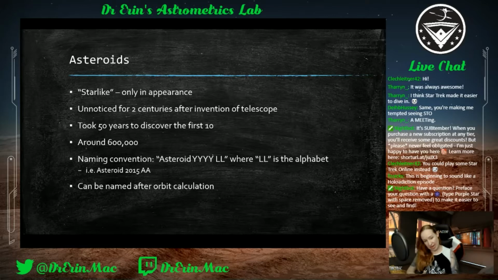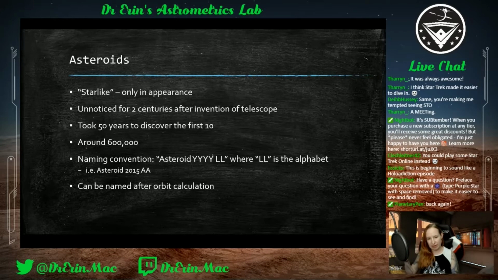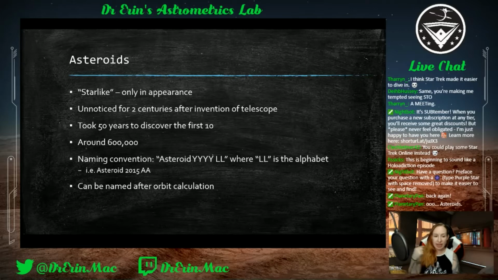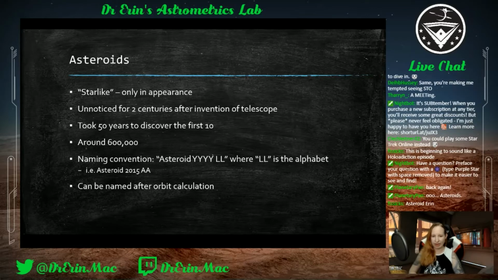The way they're named is you name them asteroid and then the year and then alphabet, where you start with AA and then AB and all that fun stuff. Once they have an orbit that's been calculated, then they can be named other things after pets, friends, lovers, mythology, that sort of thing. But they need to have an orbit calculated, not just "I found one." Otherwise, they just get that designation, asteroid 2020 AZ, whatever.